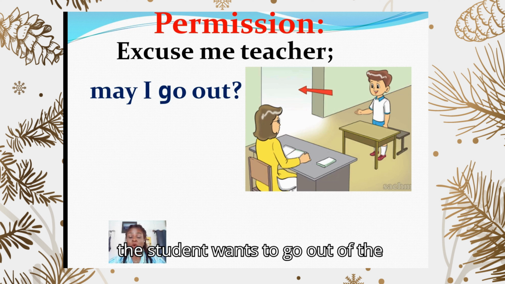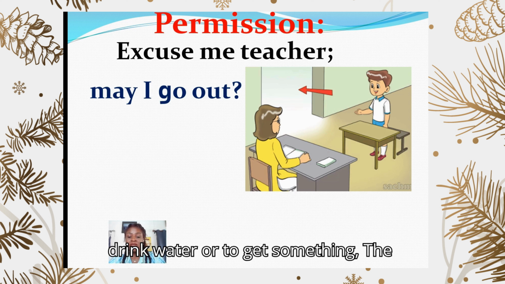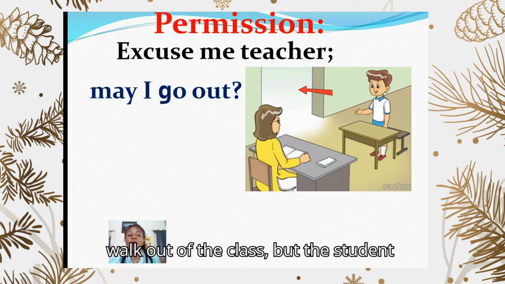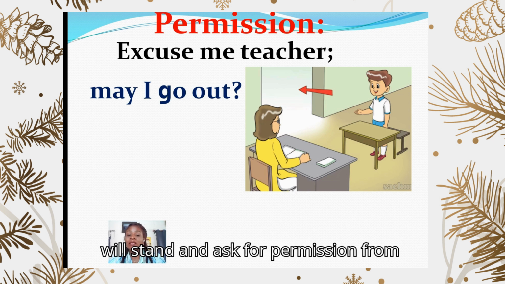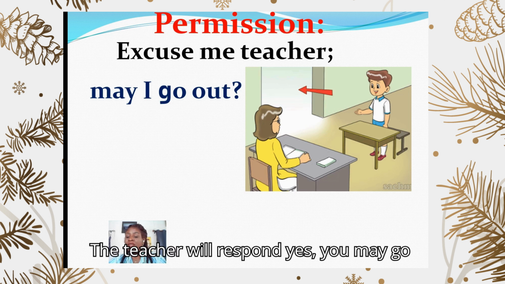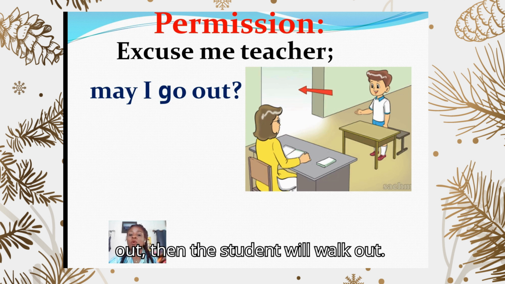If the student wants to go out of the class, maybe to the toilet or to drink water or to get something, the student will not just stand up and walk out of the class, but will stand and ask for permission from the teacher by saying, "Excuse me, teacher, may I go out?" The teacher will respond, "Yes, you may go out." Then the student will walk out.